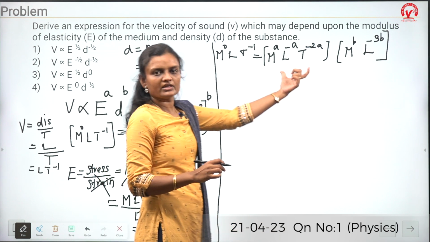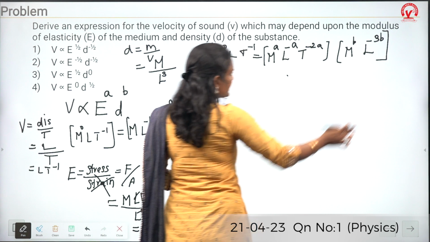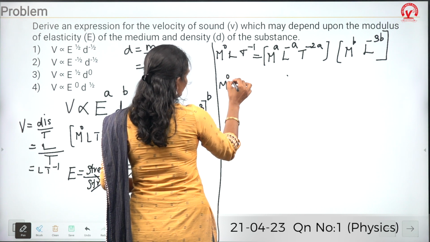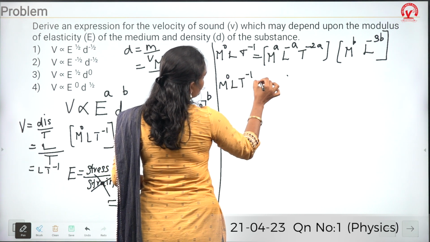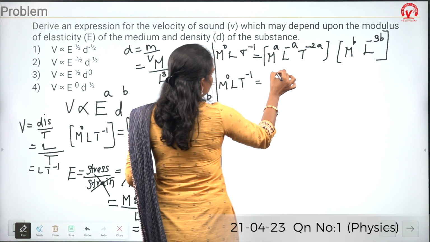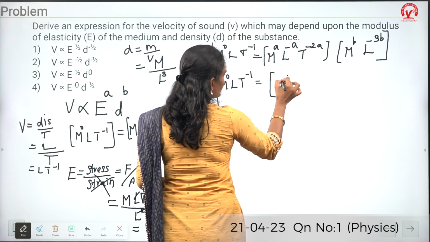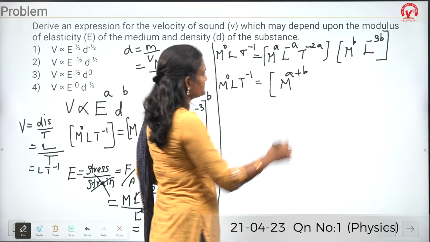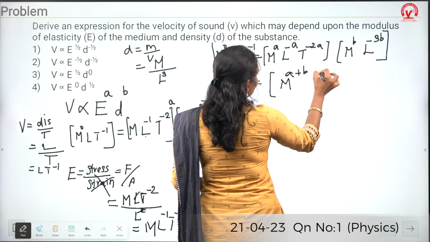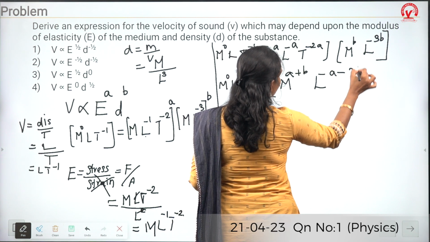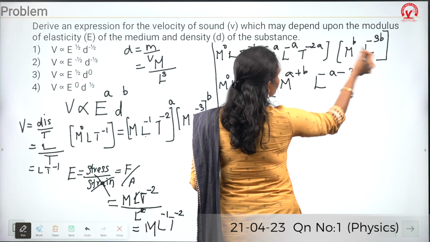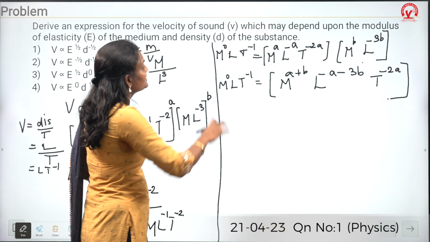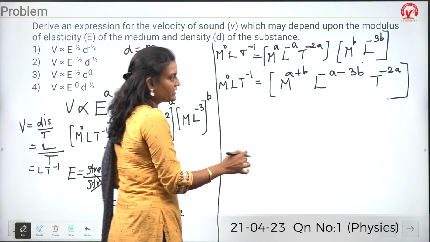Here in this equation the bases are the same. So we can write M 0 L t minus 1 is equal to M, the bases are the same, so M power a plus b, we need to add. If the bases are the same, we need to add the powers. And L minus a minus 3b, as well as t minus 2a.